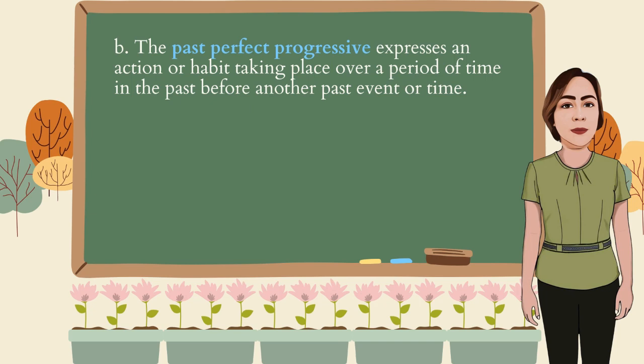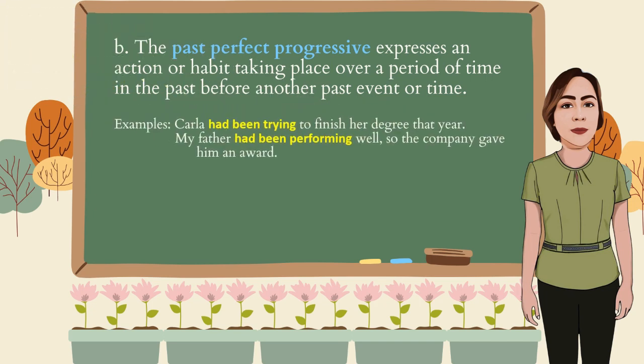Letter B is the past perfect progressive. The past perfect progressive expresses an action or habit taking place over a period of time in the past before another past event or time. Examples: Carla had been trying to finish her degree that year. My father had been performing well, so the company gave him an award. Remember, use had plus been plus ing form of a verb.